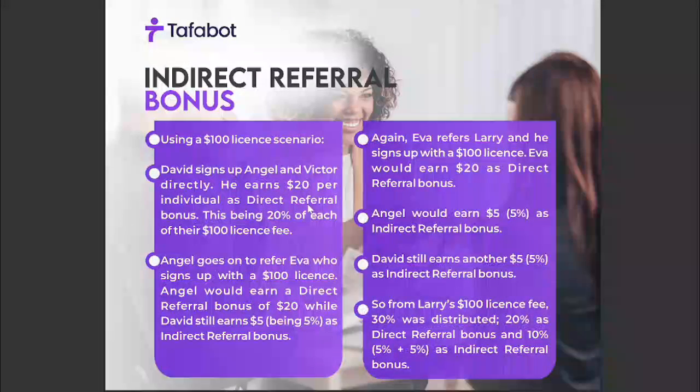Okay, so this further explains the indirect referral bonus, but I have already explained it to you. Okay, so this is just what it means. You're using $100 license. David signs up Angel and Victor directly and he earns 20%, like I've said, by your first generation. But you should understand that. So let's not dwell on this.